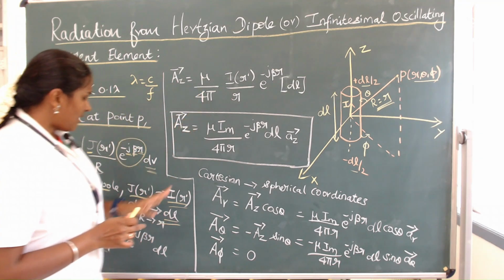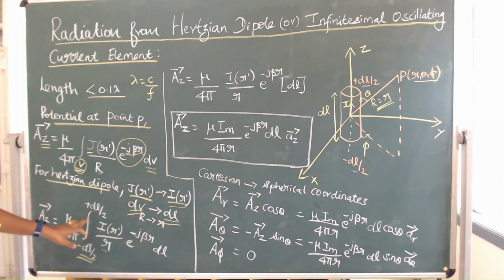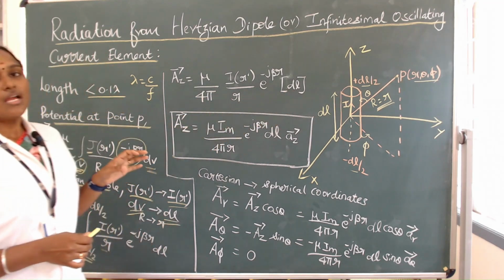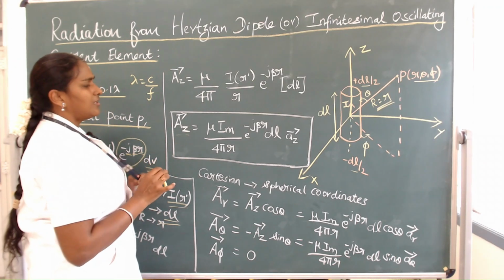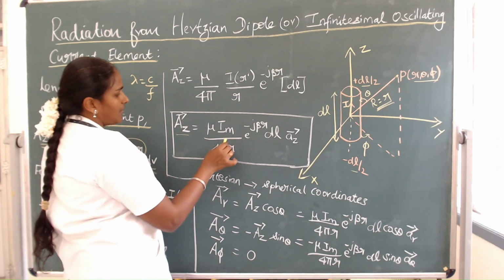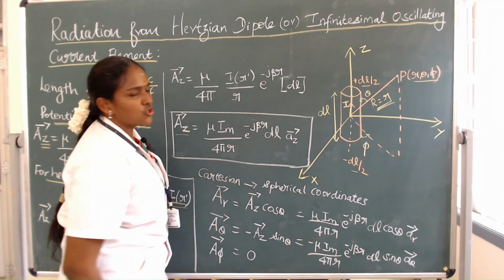Next, we integrate this term along dl, substitute the upper limit plus dl by 2 and the lower limit minus dl by 2, and solve it. We get the resultant answer times dl. So the final potential at this point P is given by mu I_m by 4 pi r, e power minus j beta r, dl, in the direction of a_z.